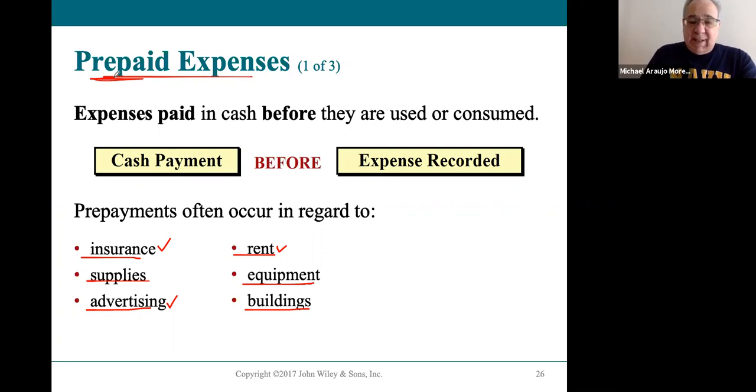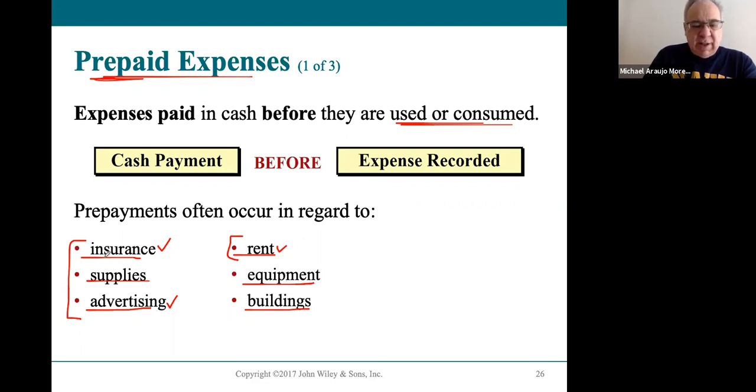But all of that starts as a current asset. Insurance, supplies, prepaid advertising, and rent are all current assets. Current assets are either going to be turned into cash within the period or used within the period. And so in this case, these particular current assets are going to be used or consumed. Once these assets are consumed, it becomes an expense.